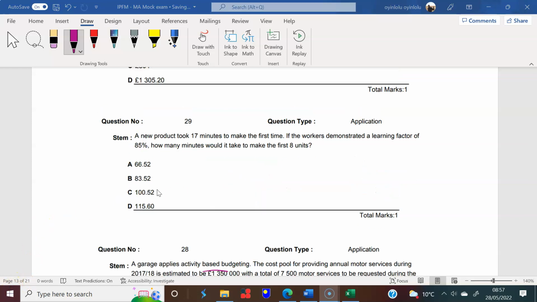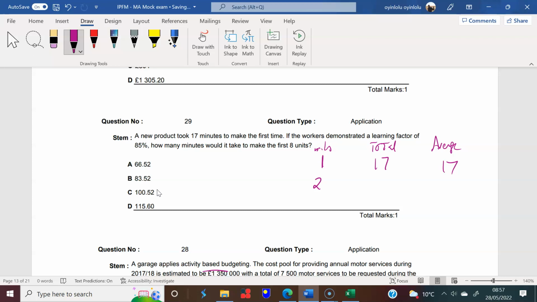Right, this is learning curves, and you must have watched my video on learning curves. There are additional videos within the material itself. Make sure you're happy. The point here is that when we make the first unit, it takes a total of 17 minutes, but it's also the average, of course. It's a learning factor of 85%. This learning factor is to do with averages: every time the units double, the average time is this learning factor times the previous average time.